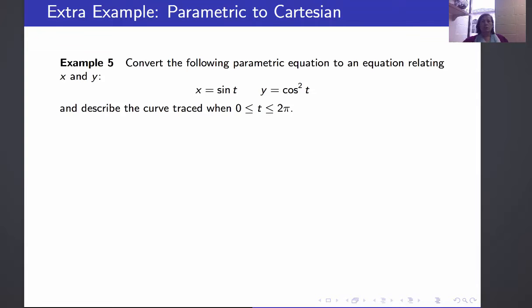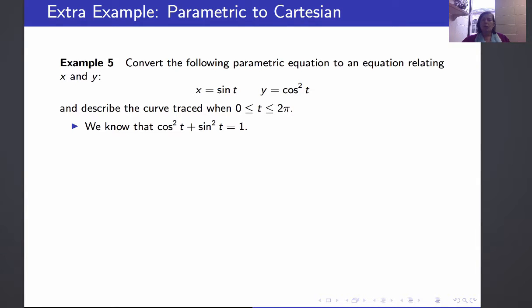Let's try to convert the following parametric equation to an equation relating x and y. So we have x is sine of t, y equals cosine squared of t, and this curve is traced out over the interval for t between 0 and 2 pi.